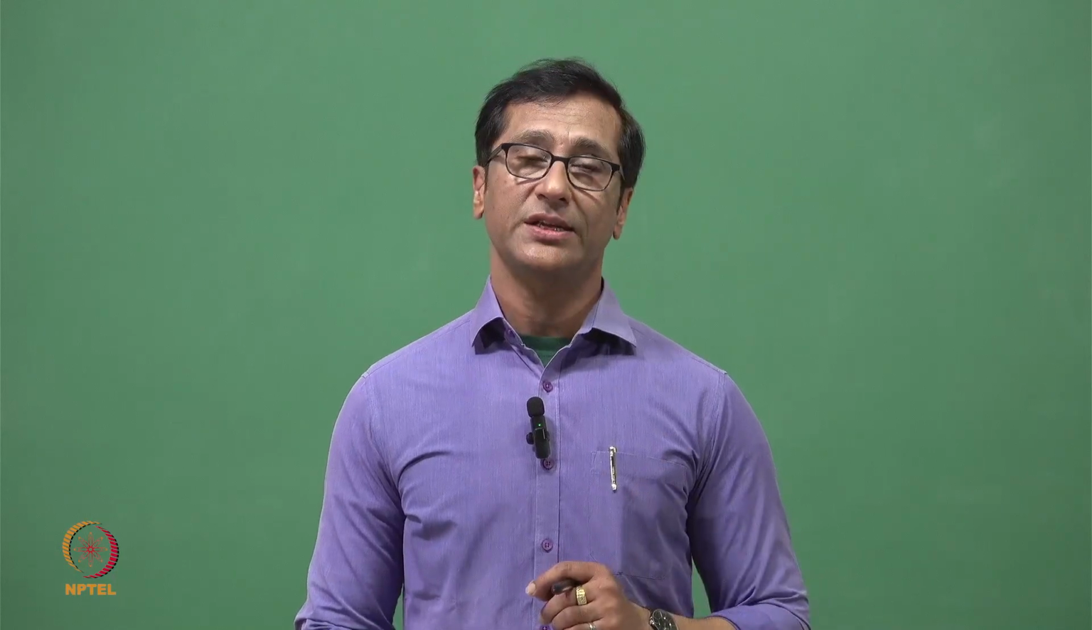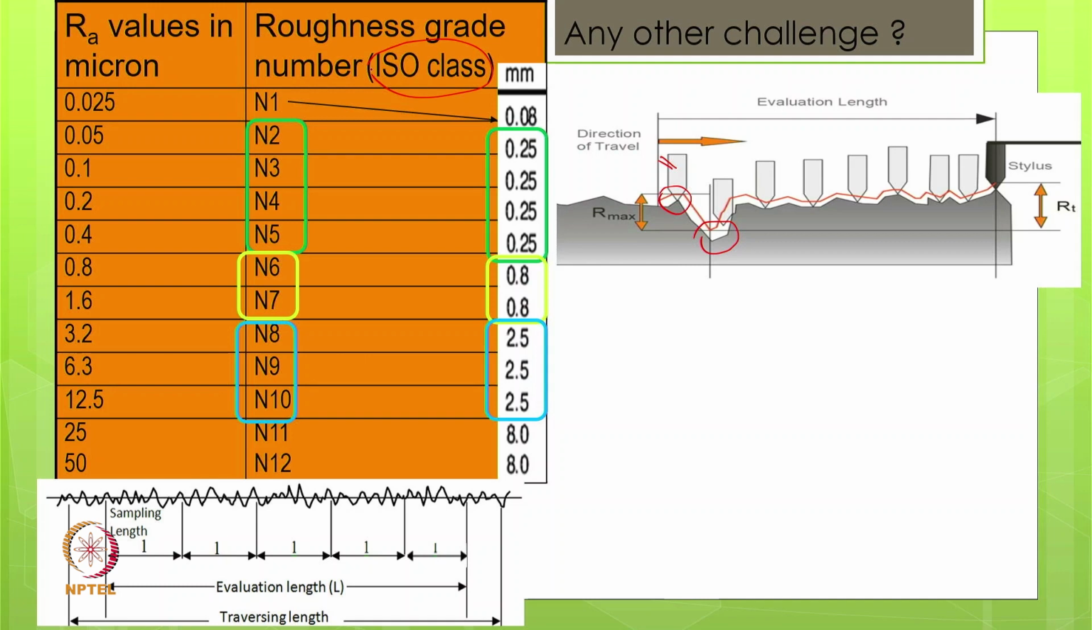One more challenge which I realize is following ISO standards. The reason being, whatever value we get, it comes to some standard, it follows some sort of class. So ISO class N1 means surface roughness will be something like 0.025 to 0.05, N2 is something like 0.05 to 0.1, and N3 is something like 0.1 to 0.2. So these are the surface roughnesses in this situation.